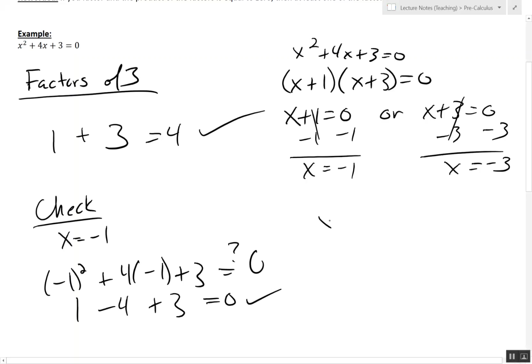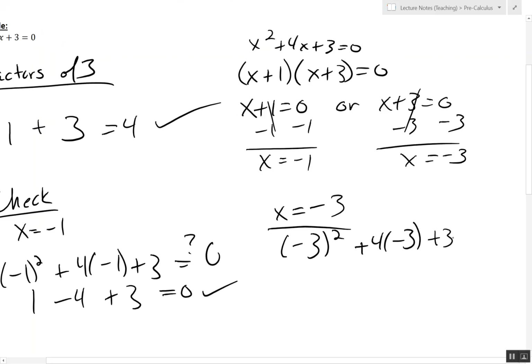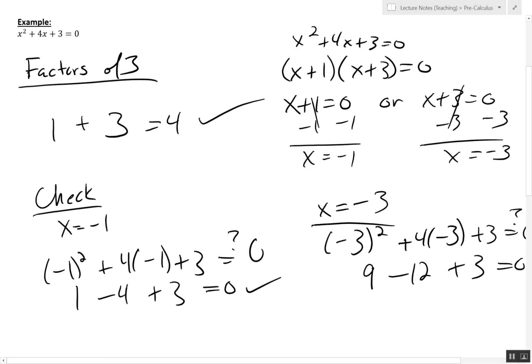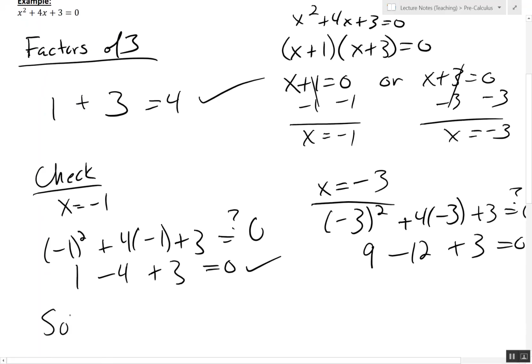And then looking at x equals -3, we're going to take -3 and square it, add it to 4 times -3, add another 3, and see if it equals 0. Well, we're going to get 9 minus 12 plus 3, and again that looks to me to equal 0, so that is true. So both answers are a solution. So our solution is x equals -1, comma, -3.